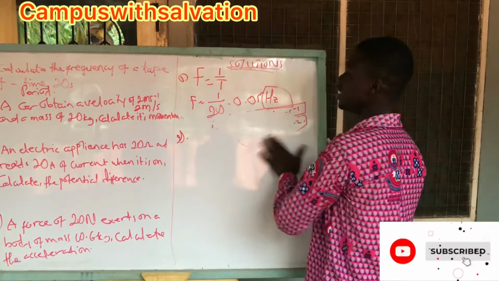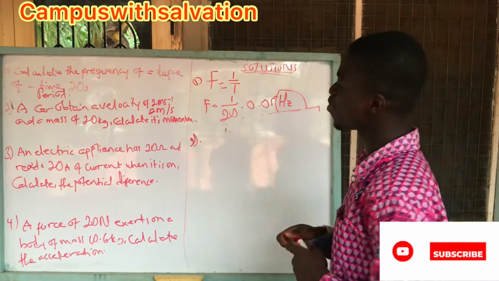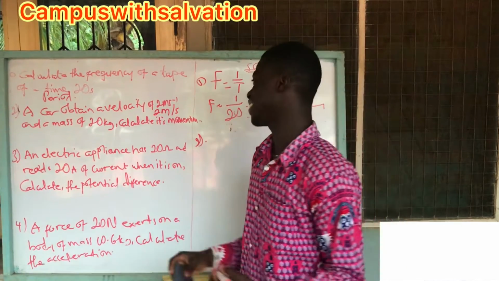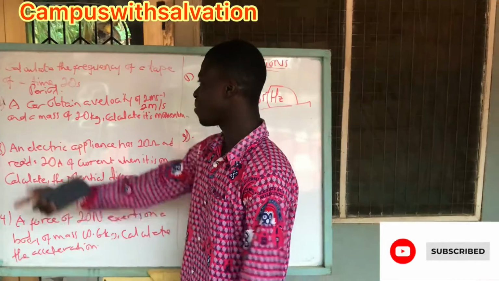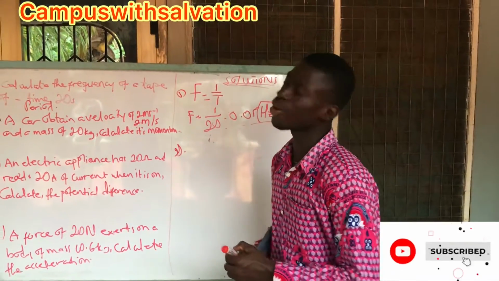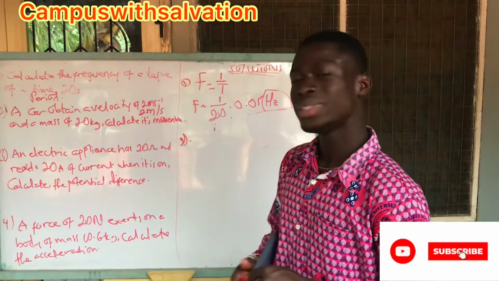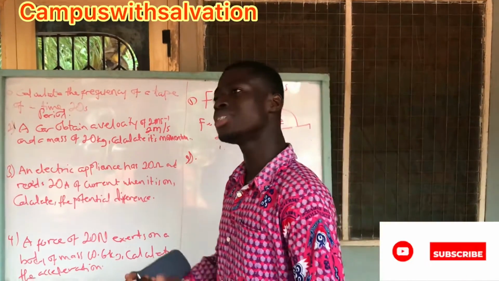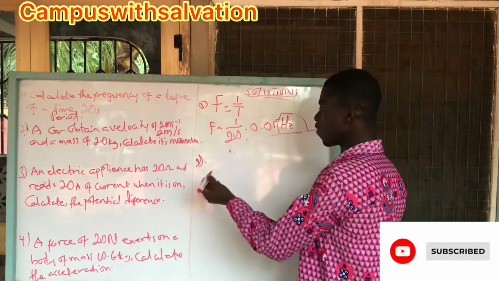So let's continue with our second question, which is very simple, by knowing the definition of momentum. A car obtained a velocity of 2 meters per second and a mass of 20 kilograms. Calculate its momentum. So momentum is defined as the product of the mass of an object and its velocity. Product means multiplication. So this is how the formula goes.